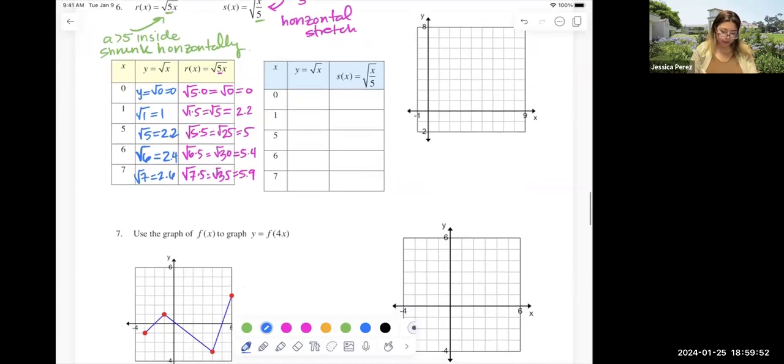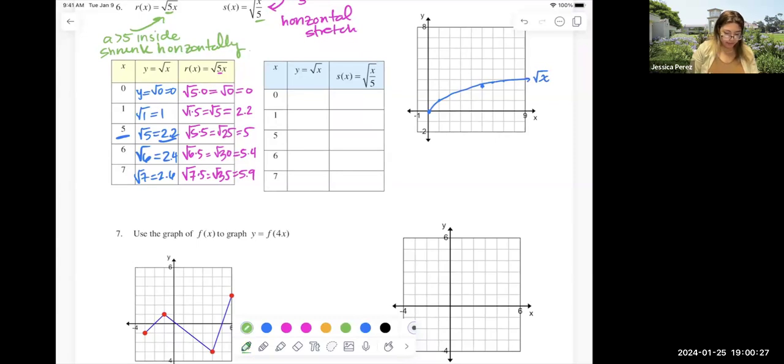Okay, so the blue will be the regular, so 0, 0, there it is. 1, 1, there it is. 5 and 2.2. So we're going to go 1, 2, 3, 4, 5, and then 2.2 roughly somewhere here. And then 6 and 2.4, which is going to be very close to that one, and then 7, also very close to 3, but not reaching 3. So it's going to have this behavior. This is the square root of x.